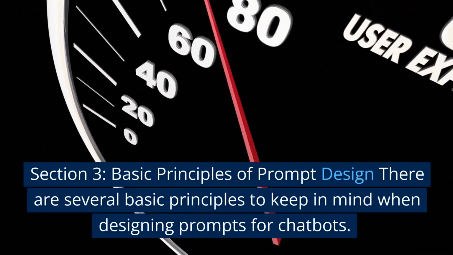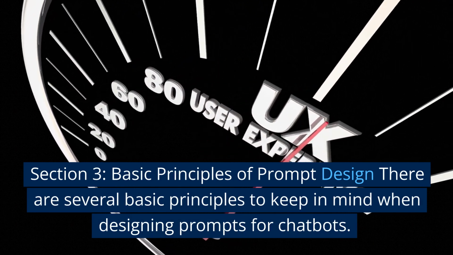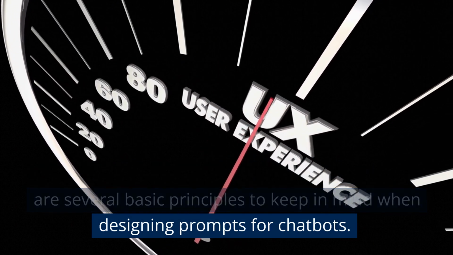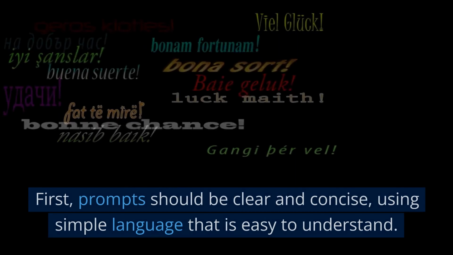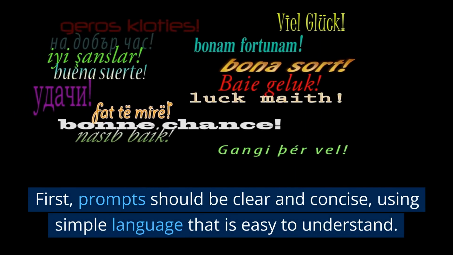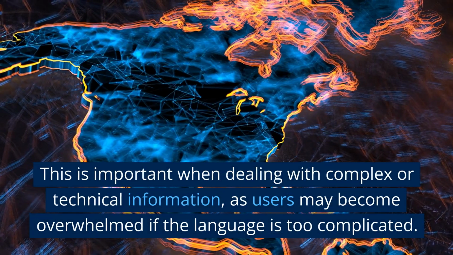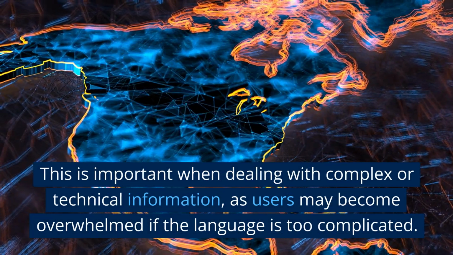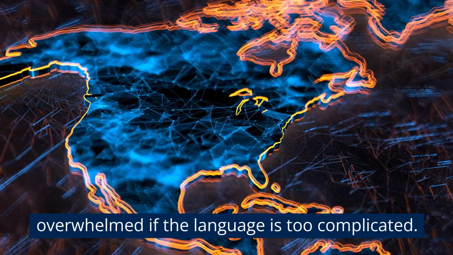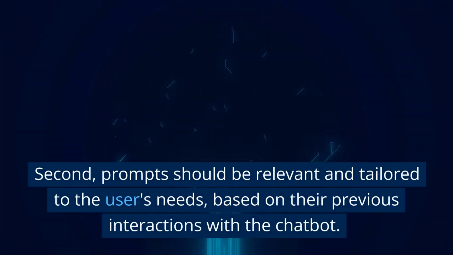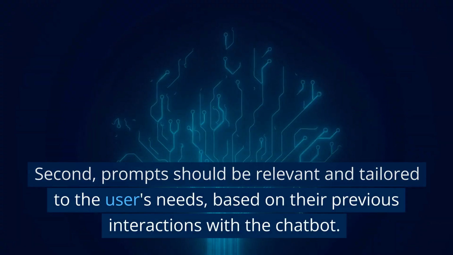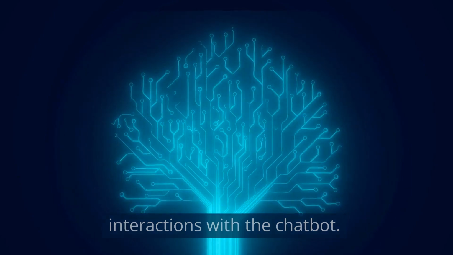Section 3. Basic principles of prompt design. There are several basic principles to keep in mind when designing prompts for chatbots. First, prompts should be clear and concise, using simple language that is easy to understand. This is important when dealing with complex or technical information, as users may become overwhelmed if the language is too complicated. Second, prompts should be relevant and tailored to the user's needs, based on their previous interactions with the chatbot.